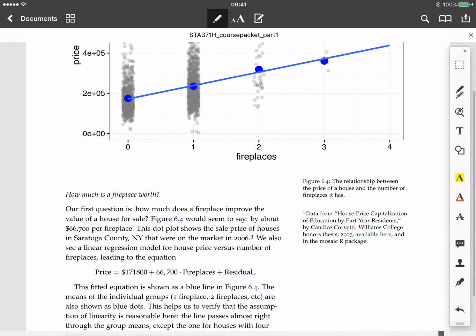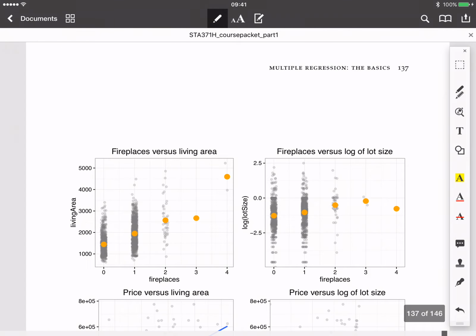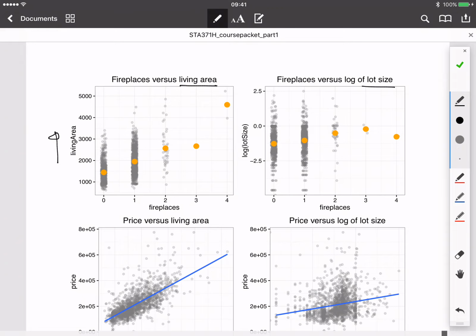But hang on a minute. There's an issue here, and the issue here is confounding. If we look at the relationship between fireplaces and some other variables, let's take two, like living area of the house as measured in square feet, and the lot size of the house as measured in acres, here plotted on a log scale, what you'll notice is that houses with more fireplaces tend to be bigger on average. There's a clear upward relationship between the number of fireplaces and living area. And they also tend to be on houses that have bigger lots. There's an upward relationship right there.